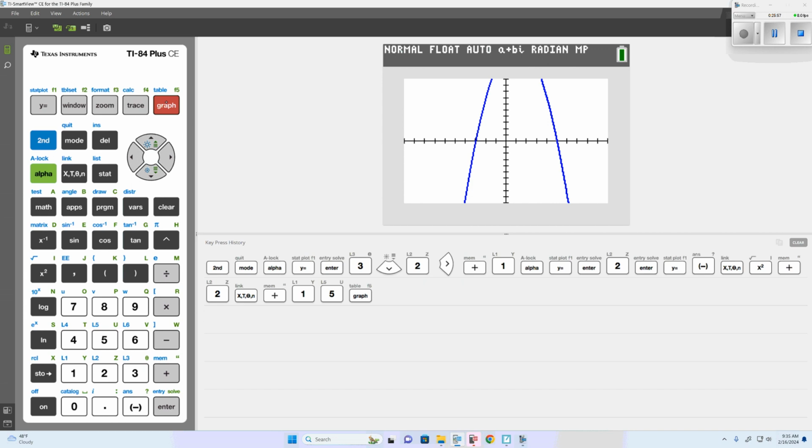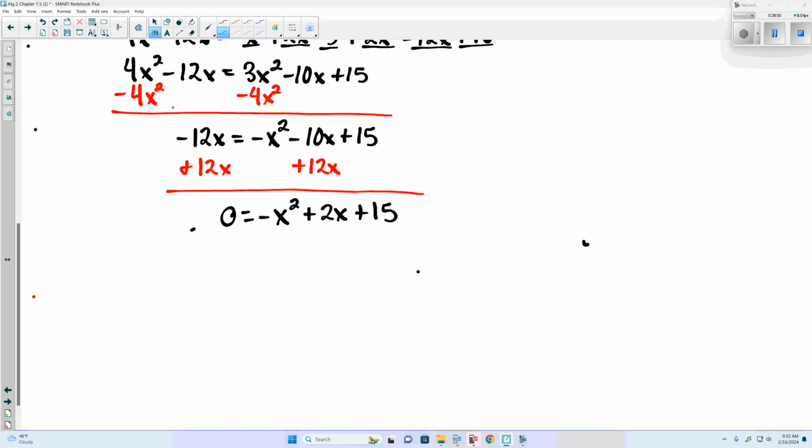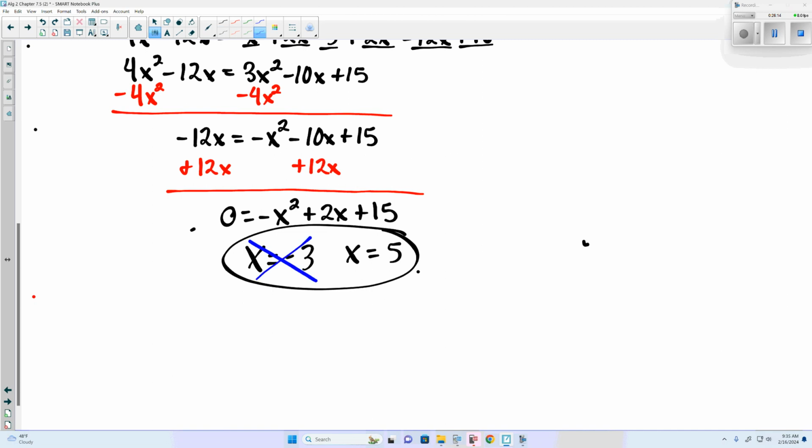And it crosses in two nice places, yes? Let's see what they are. Negative 3 and 5. Negative 3 is a restriction. So out of these two spots, negative 3 is removed, telling us that the only solution is 5.